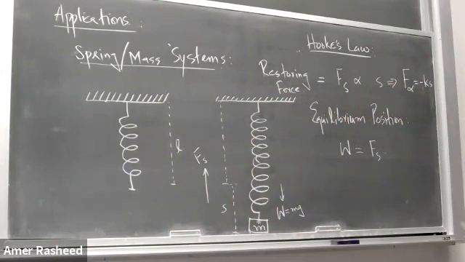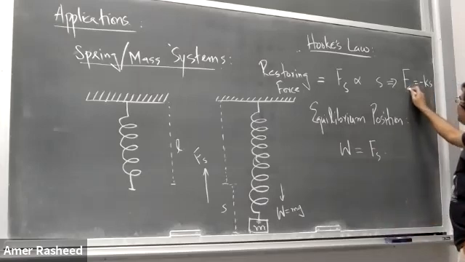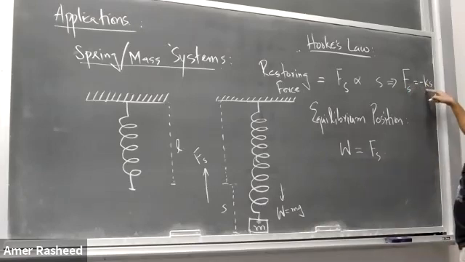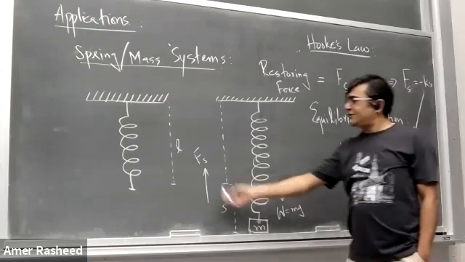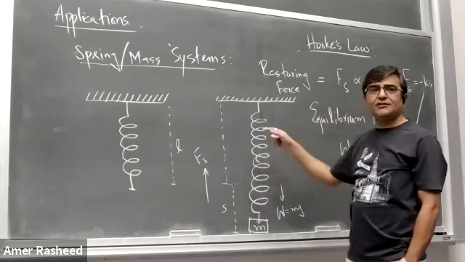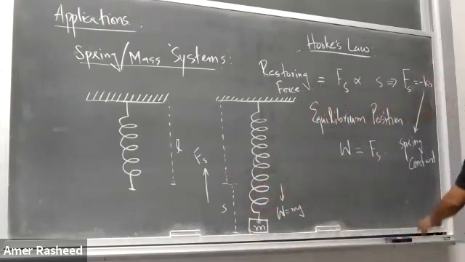So Fs, not alpha, Fs, this restoring force is negative of K times X, S, where K is what? K is called spring constant. Why is it called spring constant? Because this force depends on the nature of the spring or the strength of the spring. So that is why we call K the spring constant.